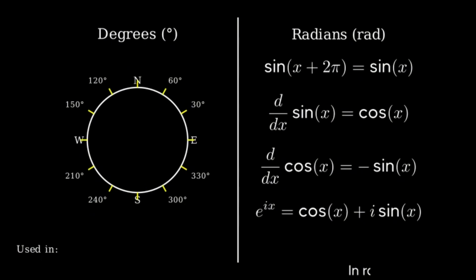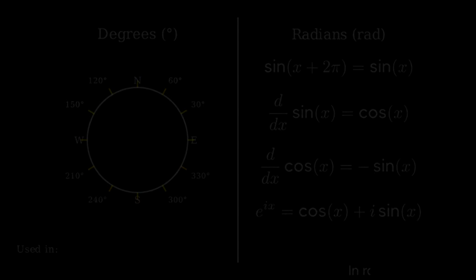Both systems have their place. Degrees provide a practical 0 to 360 scale for everyday measurements, while radians offer a natural connection to the circle's radius, making them perfect for mathematical analysis. Understanding both systems and how to convert between them gives you the flexibility to use the right tool for each situation. Let's explore real-world applications of the 360-degree system, starting with navigation.